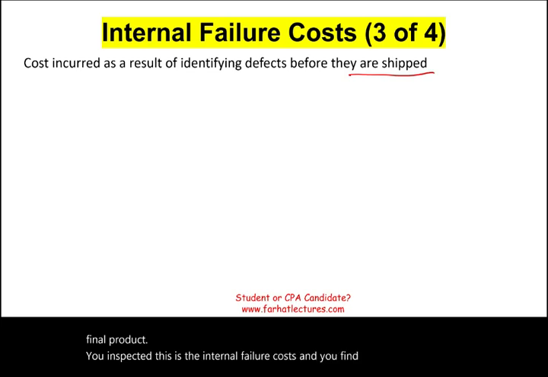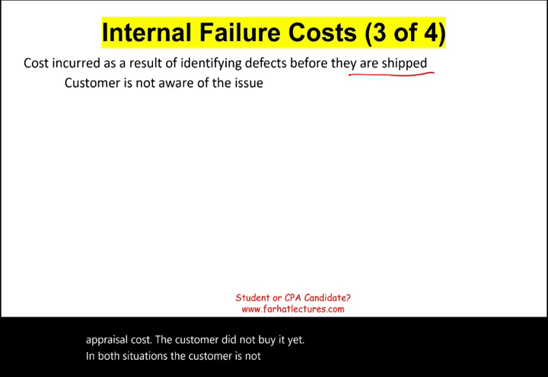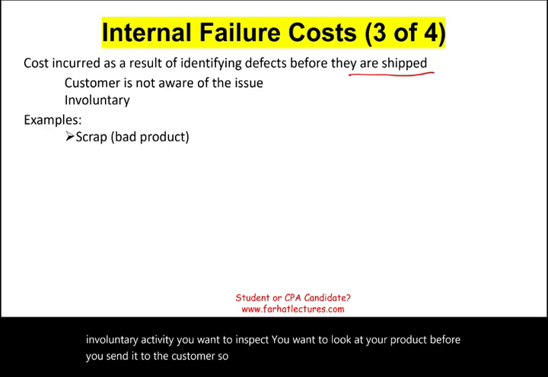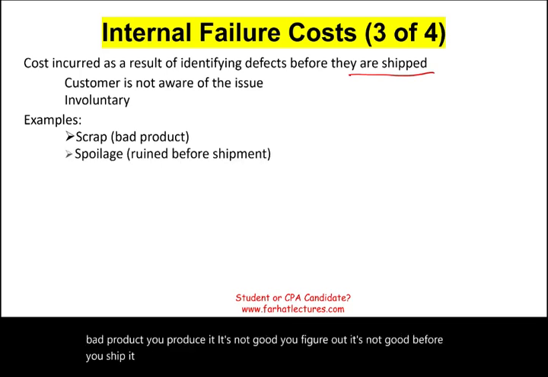The appraisal cost, the customer did not buy it yet. In both situations, the customer is not aware of the issue. Again, this is an involuntary activity. You want to inspect, you want to look at your product before you send it to the customer. So an example would be scrap product, basically bad product. You produce it, it's not good. You figure out it's not good before you ship it. Spoilage. Well, it was good, but right before shipment, it went bad. Again, you need to get rid of it.